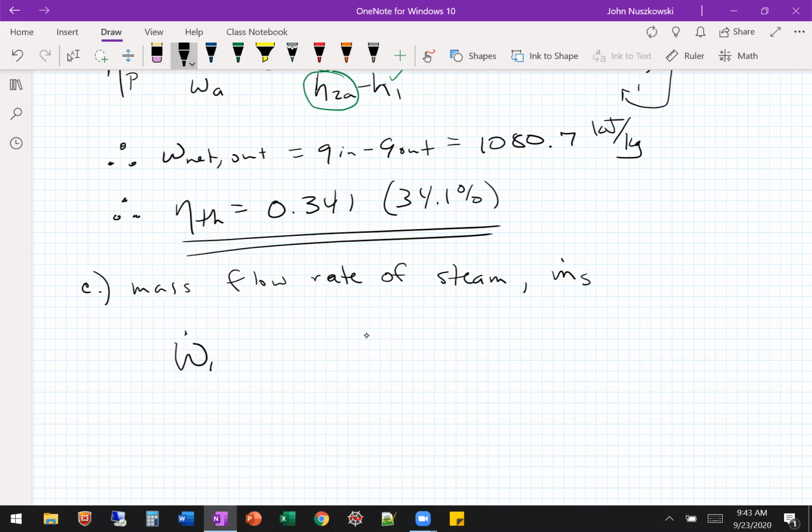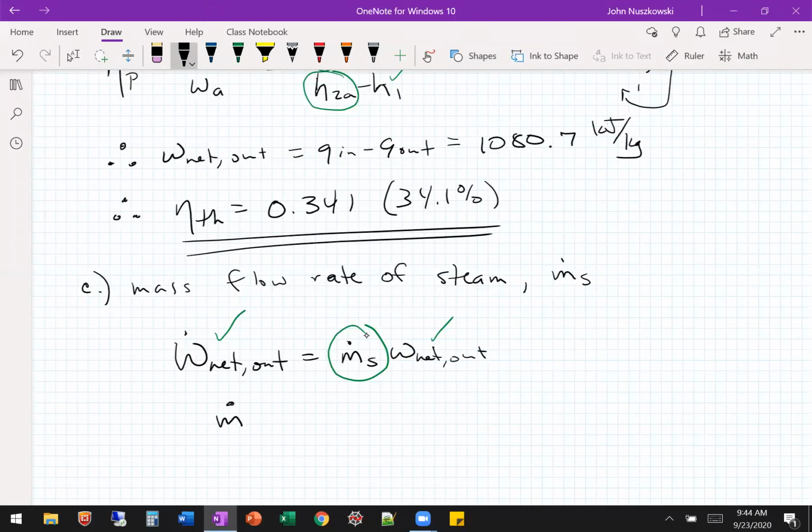If we think about this, the net power out is the mass flow rate of steam times the work net out, because this is work per unit of mass, right? So if we just multiply mass flow rate times this, we're going to get our power, okay? So we can use this. We had work net out. We're solving for mass flow rate of steam, and they told us the power net out, right? So we have that.